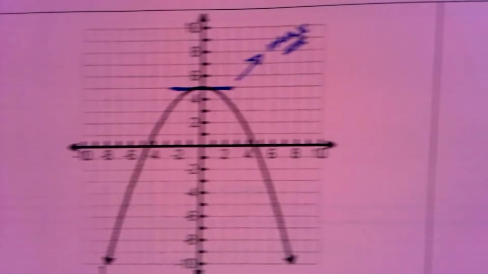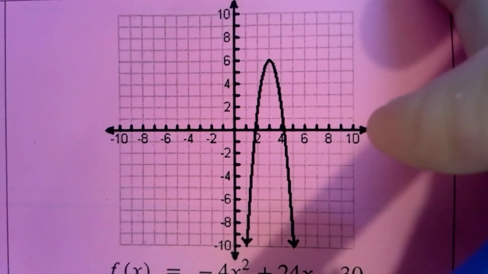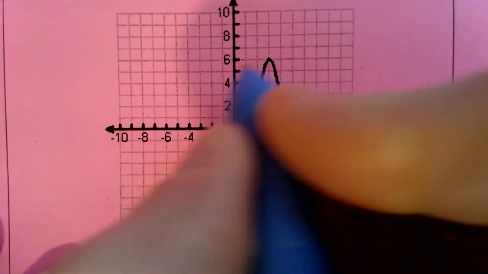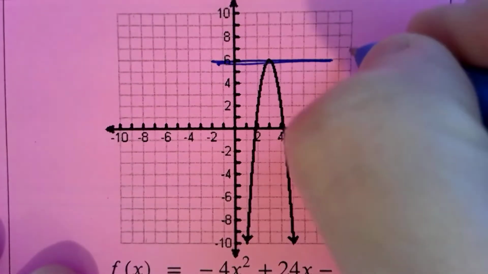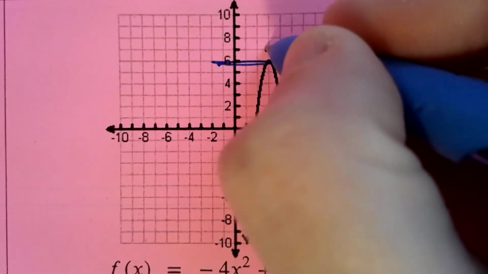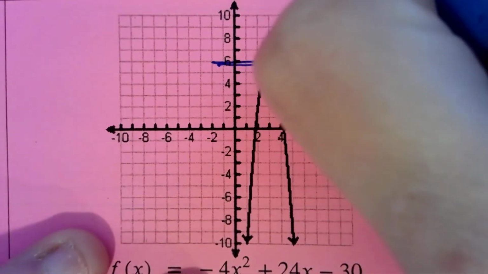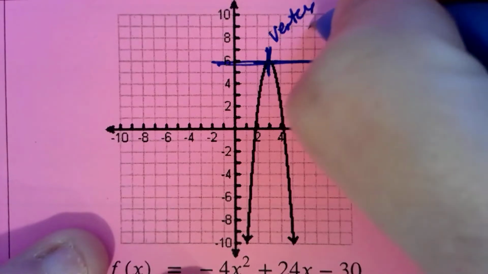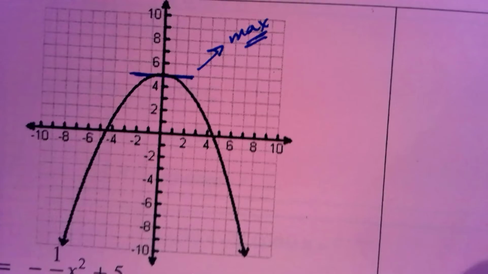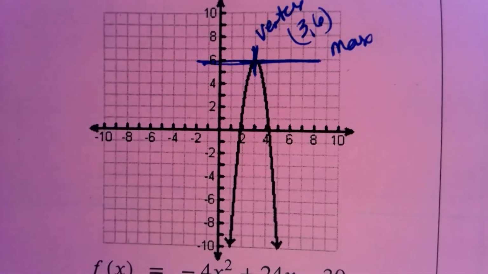Okay, actually, you know what? Hold on, hold the phone. I don't want you to do that. I want to do this one because the vertex is in a different place. Let's look at this one. So I have a maximum right here. Okay, I have a maximum. Now, the vertex is right there, at 3, 6. The vertex is not always going to be on the y-axis like it is here. Sometimes the vertex is going to be off to the side, okay?